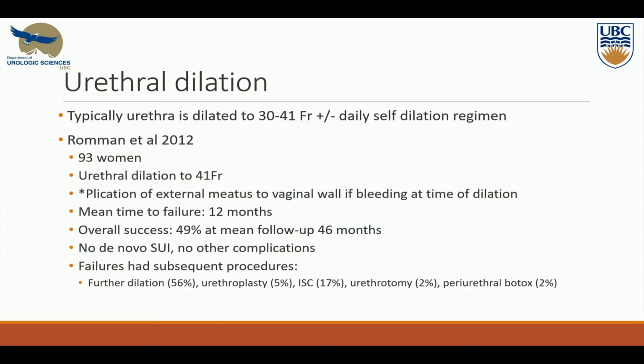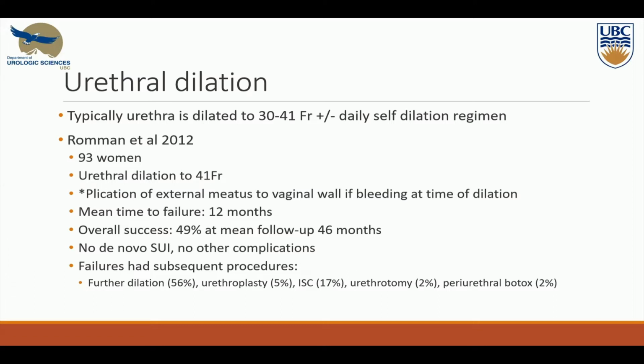Rahman's group in 2012 looked at 93 women. They had urethral dilation to 41 French. One thing they did was, if they found bleeding at time of dilation, they also performed a plication of the external meatus to the vaginal wall. They found their overall success rate to be about 49% at 46-month follow-up. It was a very safe and effective procedure for some patients. None of the patients had any de novo stress incontinence, and there were no other major complications.